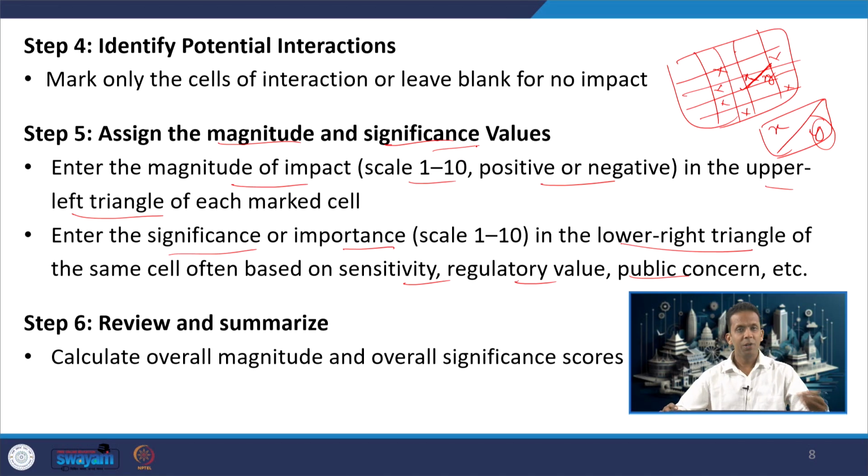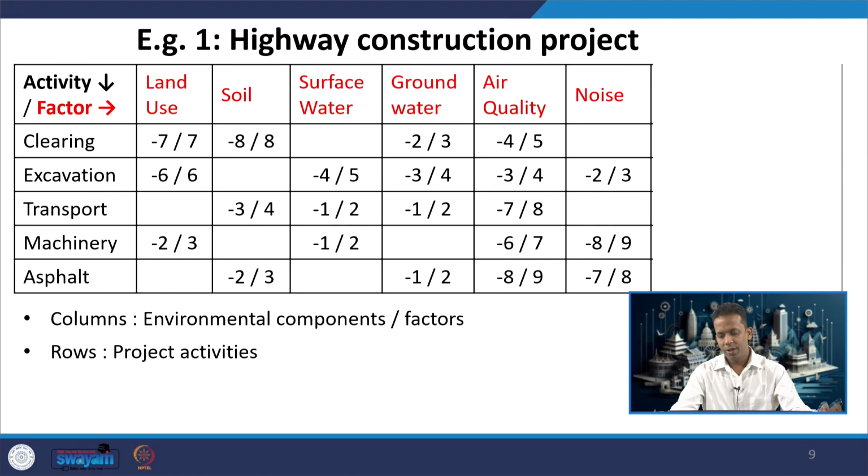The last step would be to review and summarize. You calculate the overall magnitude and overall significance scores for either each activity or each environmental component. So, let us look at one example which will make it more clear. The same similar example which we have studied earlier, the highway construction project. The first thing was to list down all the activities and all the factors or environmental components.